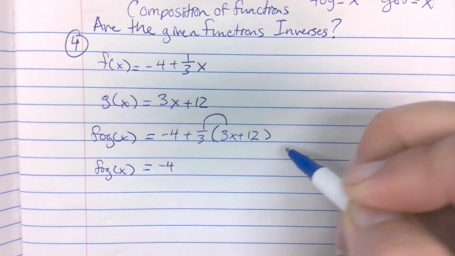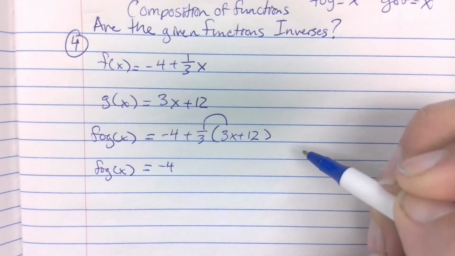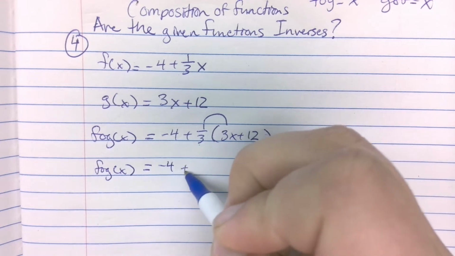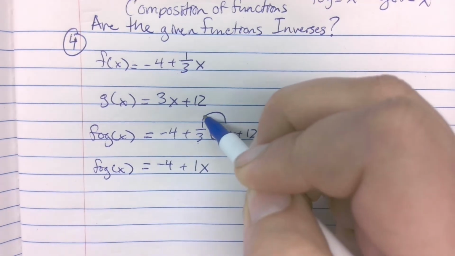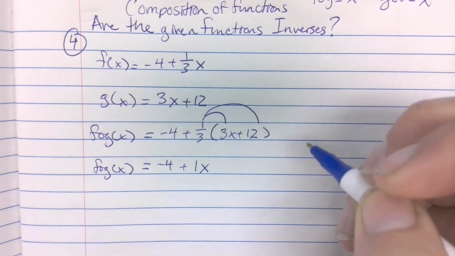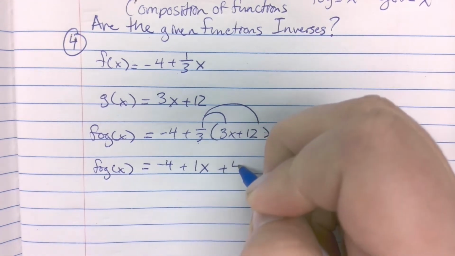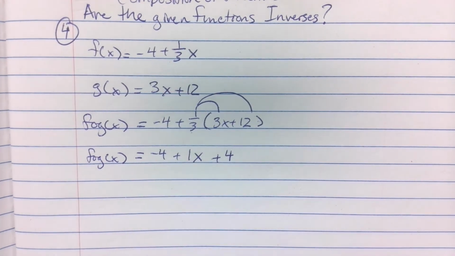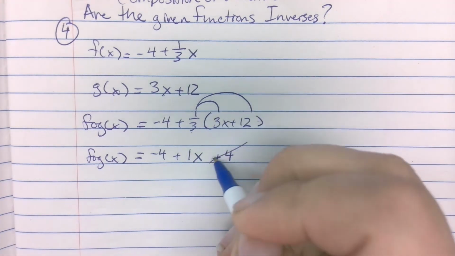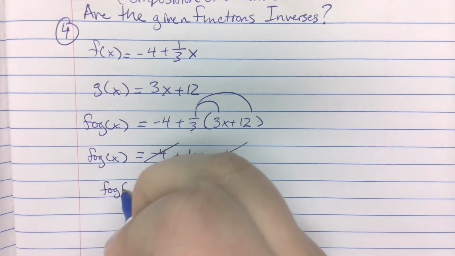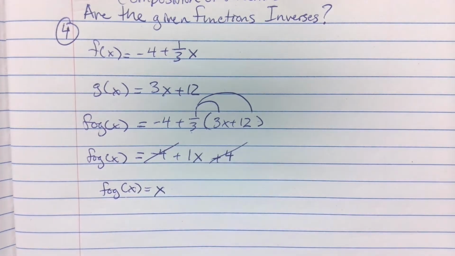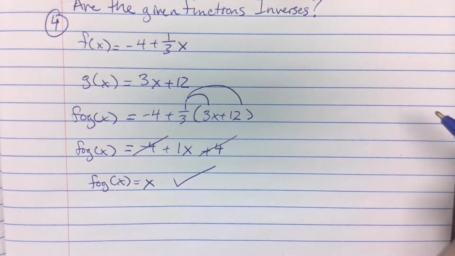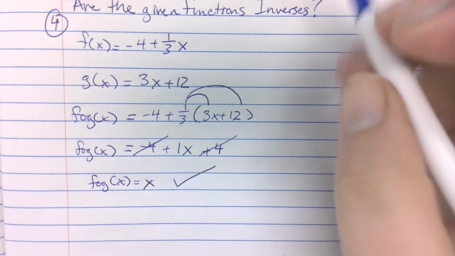What's 1/3 times 3x? What's 3 divided by 3, you guys? 1. 1x. What's 12 divided by 3? What is 4 take away 4? 0. What do I have left? 1x. That's exactly what I wanted left. That means it is, but we have to go the other direction too. We also have to do g of f.